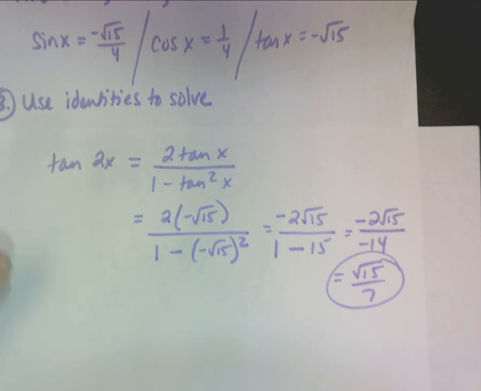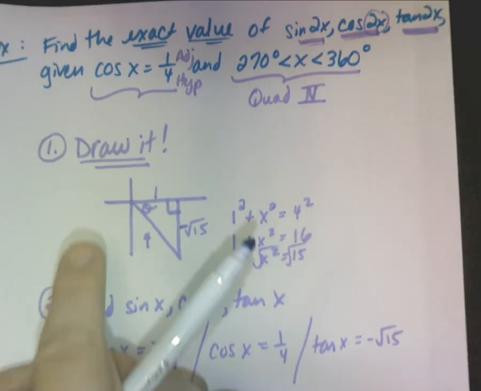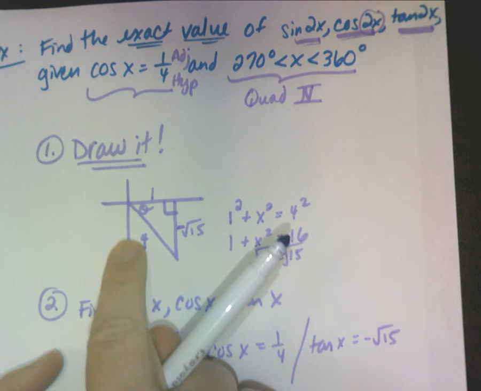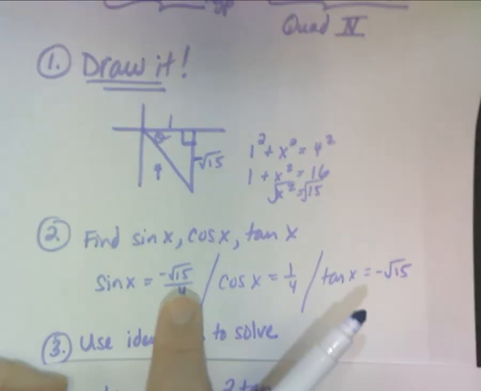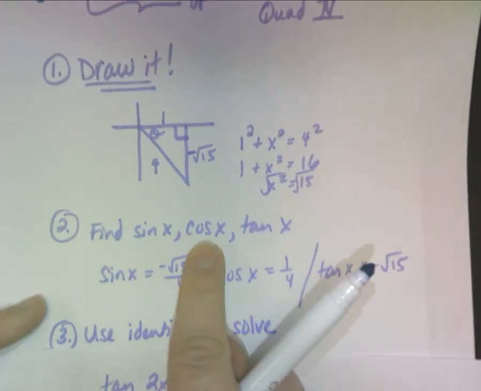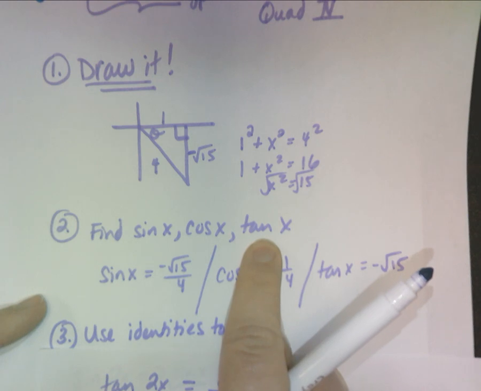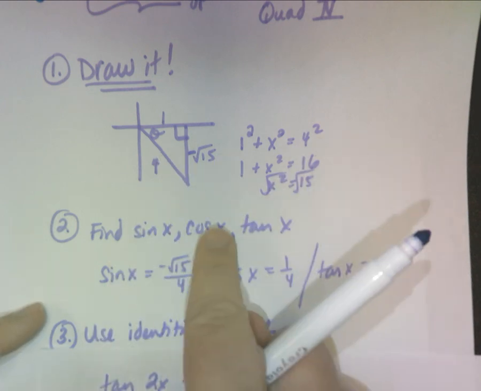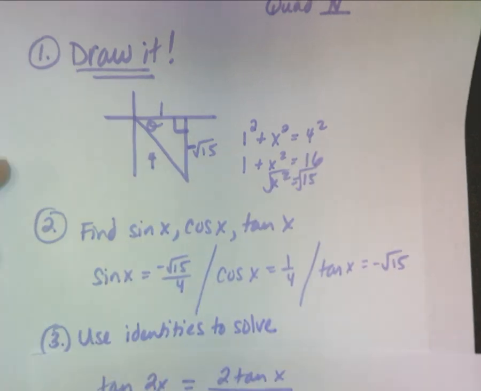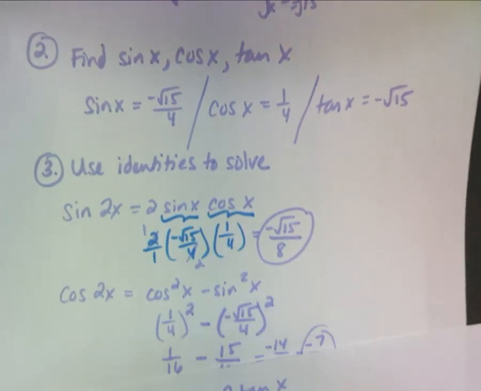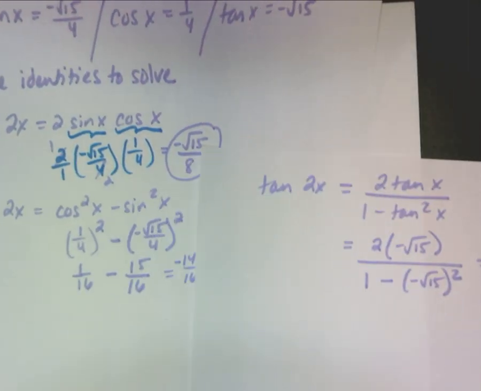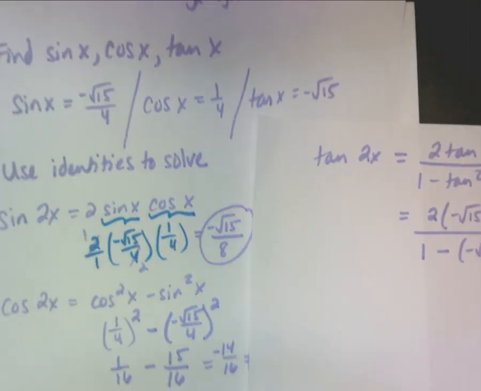So again, steps. Draw it. Label your sides. Then find regular sine x, regular cosine x, regular tangent x. They're not going to tell you to do these 2 steps, but you need to. Then use your identities to solve. Okay, use all those identities that we just showed you on the first step.